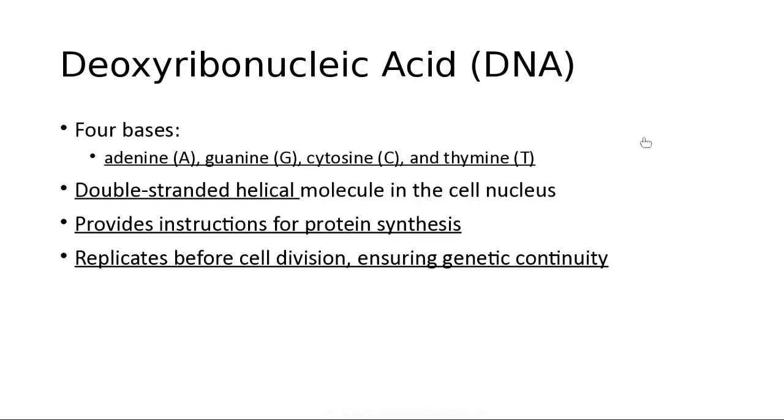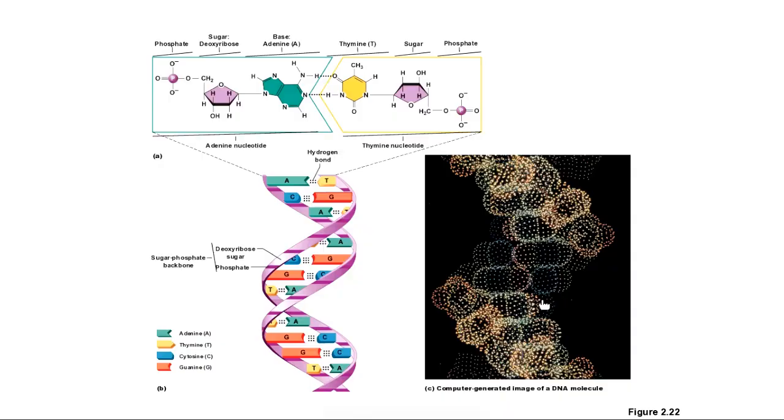Deoxyribonucleic acid, the four bases are adenine, A, guanine, G, cytosine, C, thymine, T. They are double-stranded helixes, and these contain the code for protein synthesis. Now, when a cell is going to divide, they have to replicate, or basically make a copy of each side, so they'll unwind and copy each side, and then you have two sets of DNA. Here is your double helix, and it shows it's just starting to unwind here.